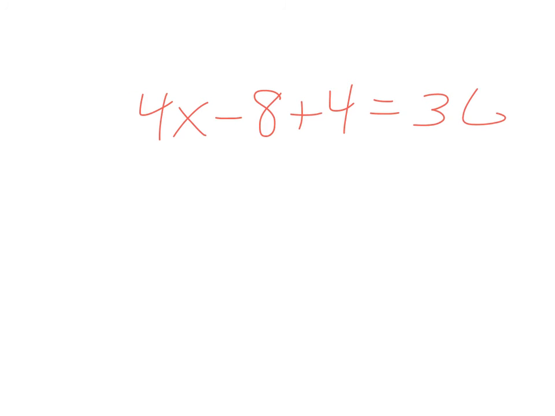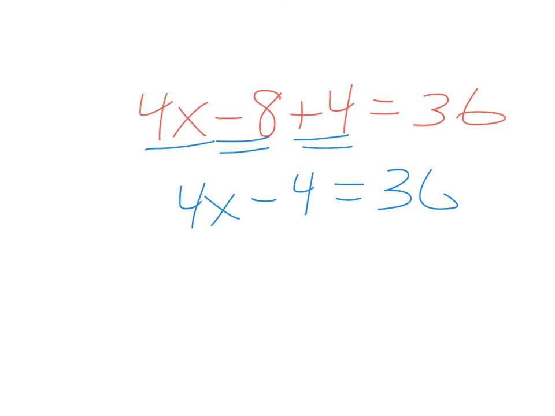What about this? 4x minus 8 plus 4 equals 36. So now the 4x, I can't combine that with anything. It's the only variable term there, so I leave it as 4x. But negative 8 and 4 can combine together. And negative 8 and 4 is negative 4. And that equals 36.